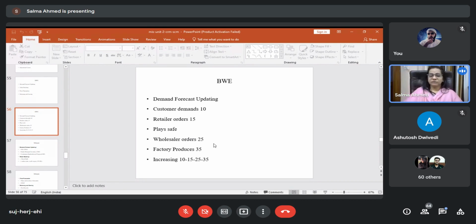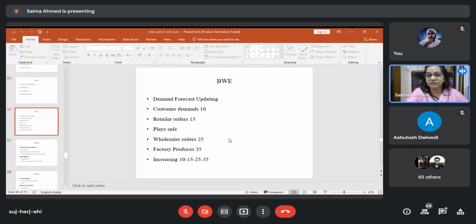The wholesaler gets an order of 25. So if you remember, she used different colored chits. He places an order to the factory or stockist for 35. So it increases from 10 to 15, 15 to 25, 25 to 35. This happens because there is no communication between them. There is no information flow.